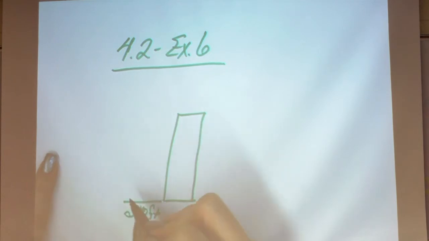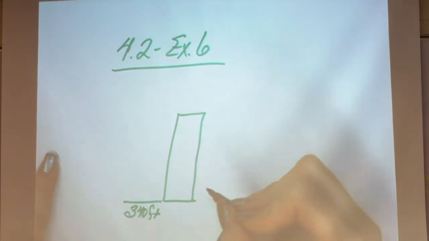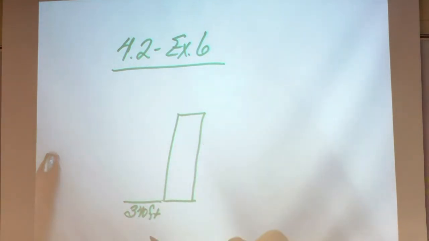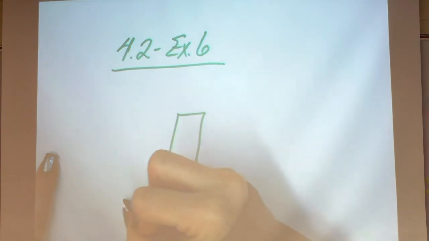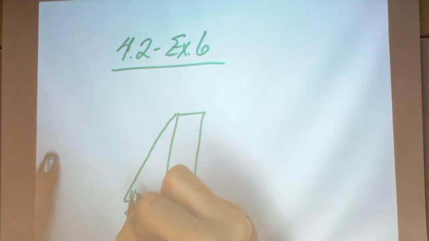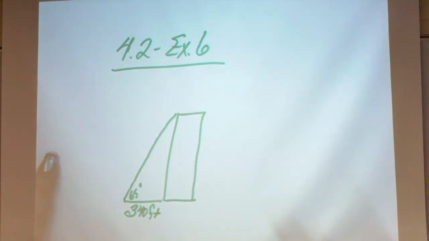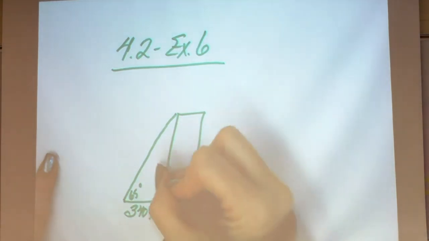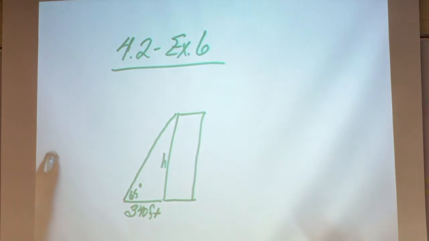So at this vantage point is 340 feet from the base of the building. And the angle of elevation to the top of the building is a 65-degree angle. And what we are trying to find is H, the height of the building.